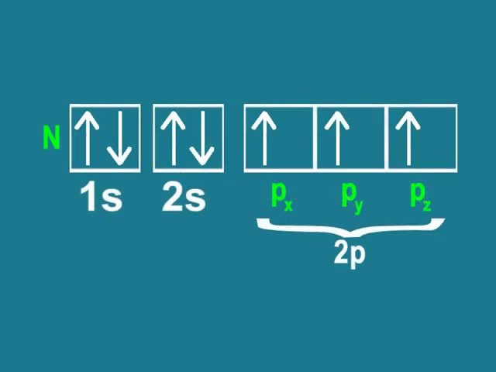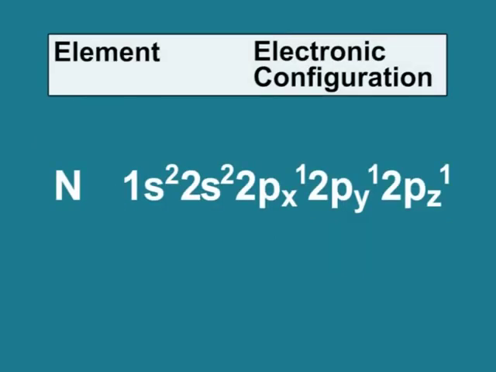Nitrogen atom has two electrons having opposite spin in 1s and 2s each. It has three unpaired electrons in 2p orbitals. Its electronic configuration is 1s2, 2s2, 2px1, 2py1, 2pz1.